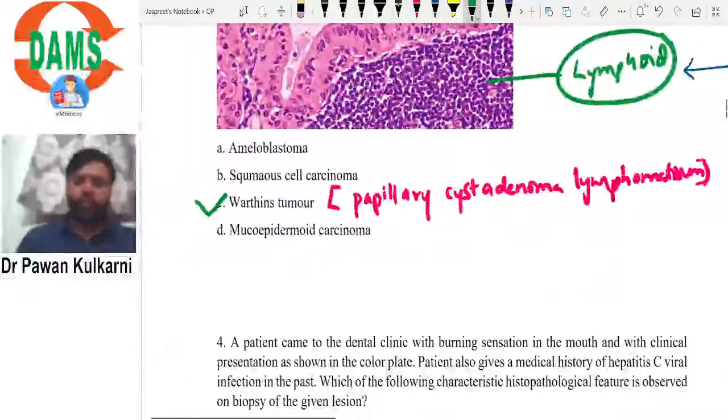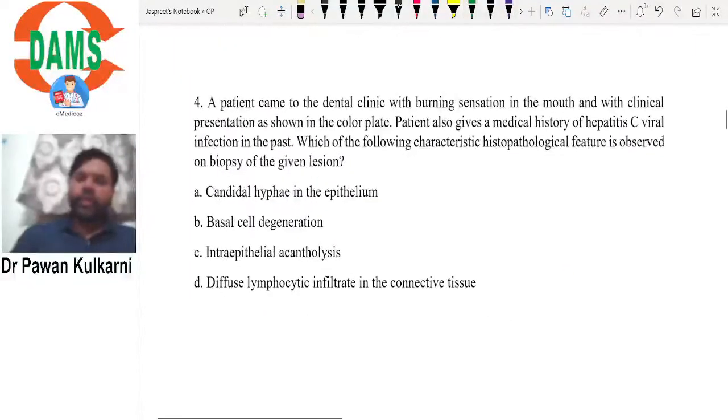Okay, so moving on to the fourth MCQ here. A patient came to a dental clinic with a burning sensation in the mouth. The patient also gives a medical history of hepatitis C virus. This is a color plate, leave it. So which of the following characteristics is observed on the biopsy of the given lesion?